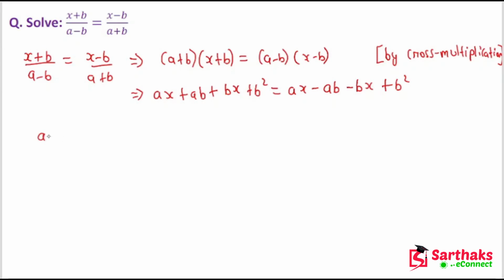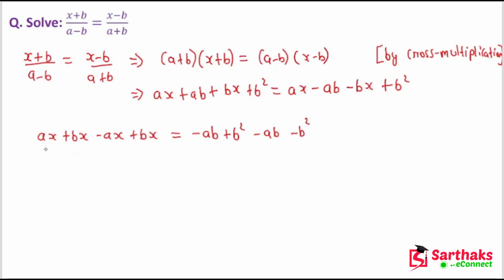So here we have ax + bx. Now transposing this ax to the LHS, we will get minus ax, and transposing this minus bx to LHS, we will get plus bx. So now we have all the terms containing x on the left hand side of the equality. Now here we have plus b square, minus ab, plus b square. We already have these two terms. Now transposing plus ab to the RHS, we will get minus ab. And transposing plus b square to the RHS, we will have minus b square.